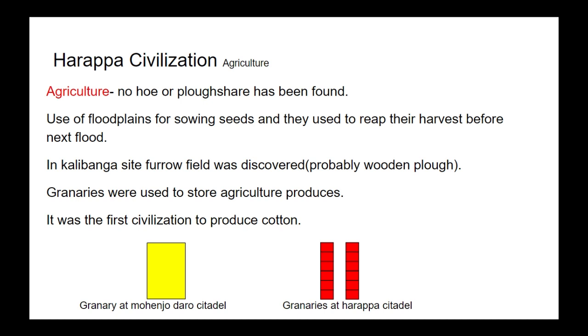But in Mohenjo-daro, we have a single granary of big size, while at Harappa, we have 12 chambers of granary. And the Harappan civilization was the first civilization to produce cotton. Cotton cultivation was done around 5000 BC in Mehrgarh, but at civilization level, the Harappan civilization was the first civilization to produce cotton.